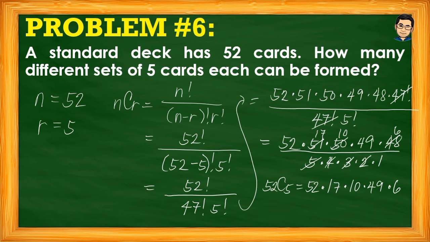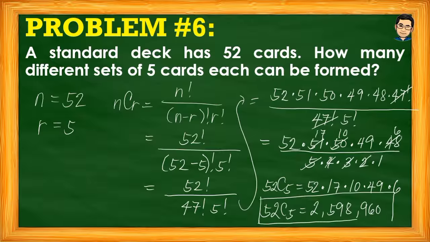So kapag minultiply natin yung limang numbers na yan, yung product na makukuha natin is 2,598,960. So, ganyan po karami yung different sets of 5 cards na mabubuo natin out of 52 cards.